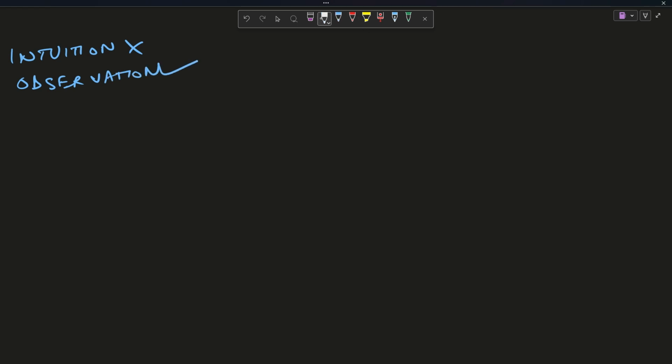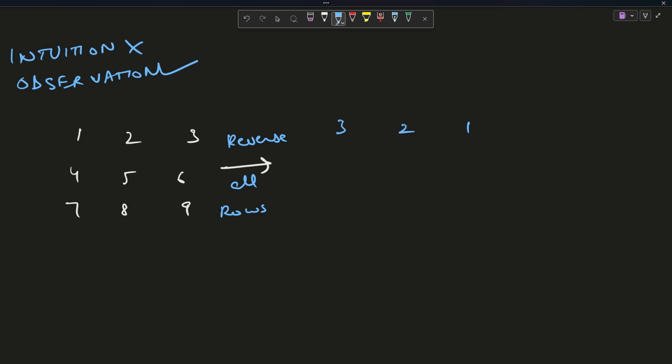Okay, what does the observation say? Observation says 1, 2, 3, 4, 5, 6, 7, 8, 9. This was our observation. Oh, sorry, this was our matrix. What do you do? Reverse all rows. The first operation says reverse all rows. Okay, 3, 2, 1. 6, 5, 4, and then 9, 8, 7.